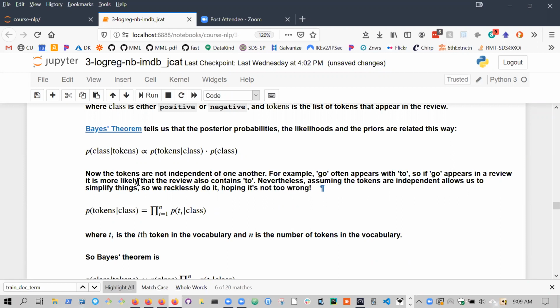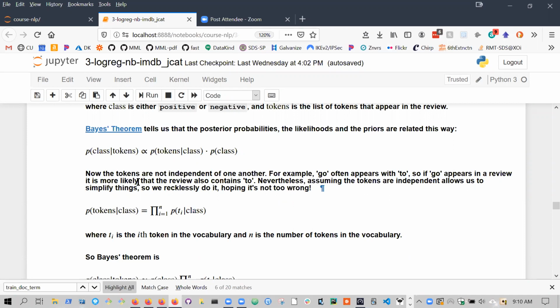I'm going to mention that the tokens are not independent of each other. For example, go often appears with to, like go to hell or go to the store. If go appears in a review, it's more likely that the review also contains the word to. So the tokens are not independent of each other. Nevertheless, if we make the assumption that the tokens are independent, even though we know it's wrong, it might not be that wrong. And so we might get something good, and that's what we're going to do.